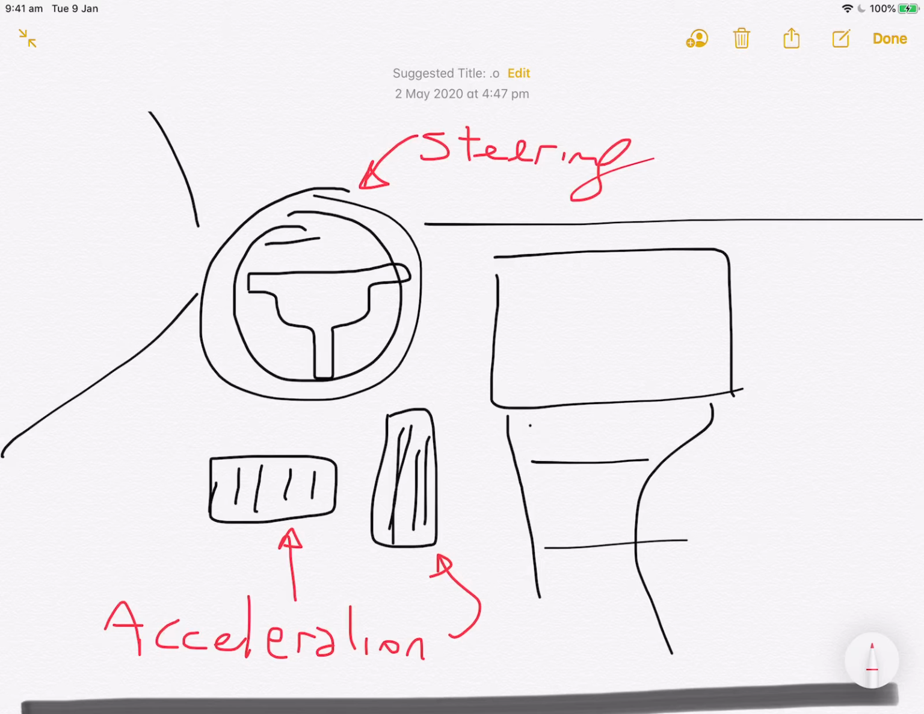So what do we do when we drive? We essentially control two things. One is the steering with the steering wheel, and the other one is the acceleration with the brake and gas pedals. So essentially, those are the only two things that we control.